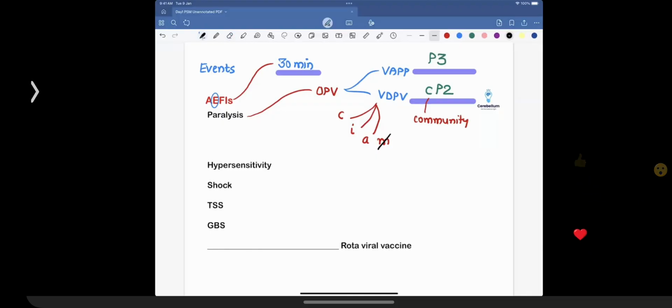Hypersensitivity, allergic reaction. Any vaccine can cause it. But the commonest association clinically reported in India is with which vaccine? It is hepatitis B. Shock. The vaccine which can result in shock is also the same. Logically, allergic reaction and anaphylactic shock both have to be the same. Toxic shock syndrome.